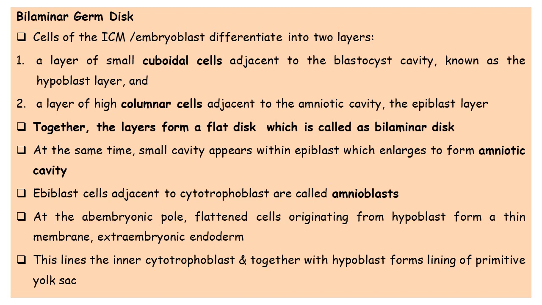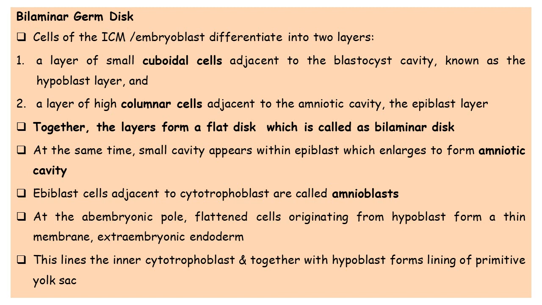So now the trophoblast cells have differentiated into two layers, cytotrophoblast and syncytiotrophoblast, and the inner cell mass has also differentiated into two layers, the epiblast and hypoblast. The cells of the ICM, or you can say the embryoblast, differentiate into these two layers: the cuboidal cells, which are also the small cells, and these are present adjacent to the blastocyst cavity.